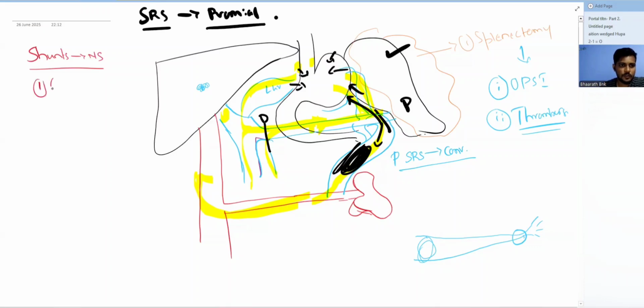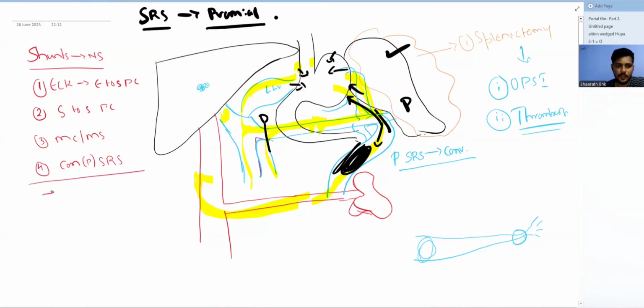So the first described by Eck was an end to side portocaval shunt, and then there was side to side portocaval shunt, and then there were mesocaval and mesorenal shunts of larger diameter, and then fourth is a conventional splenorenal shunt, which is a proximal splenorenal shunt. So all these are non-selective shunts. In a way, TIPS is also a non-selective shunt, right? Because you are connecting the portal vein to the hepatic vein directly. So all these are non-selective shunts.